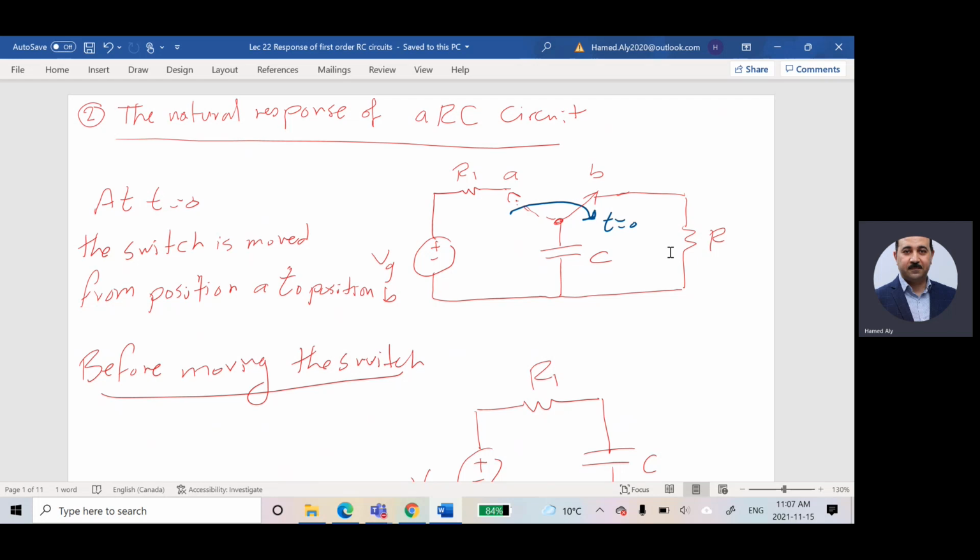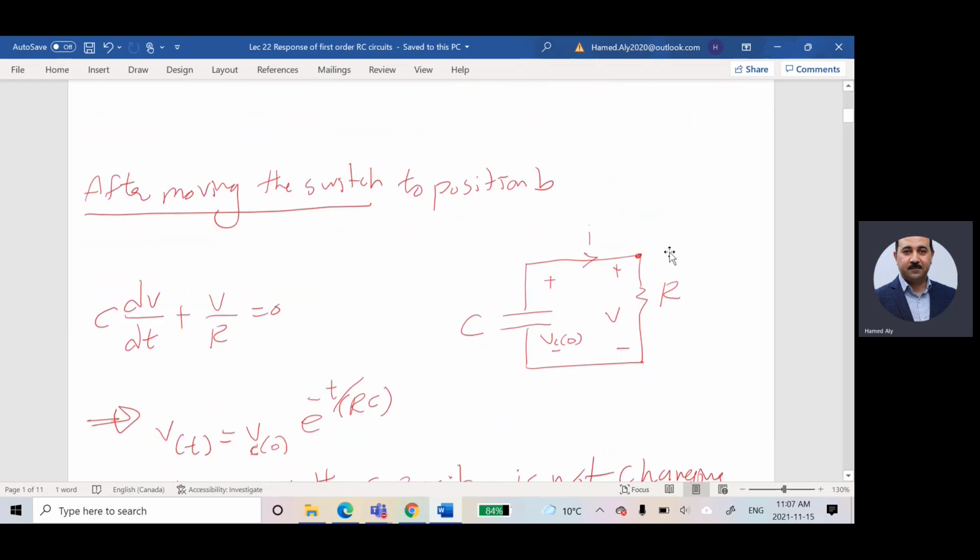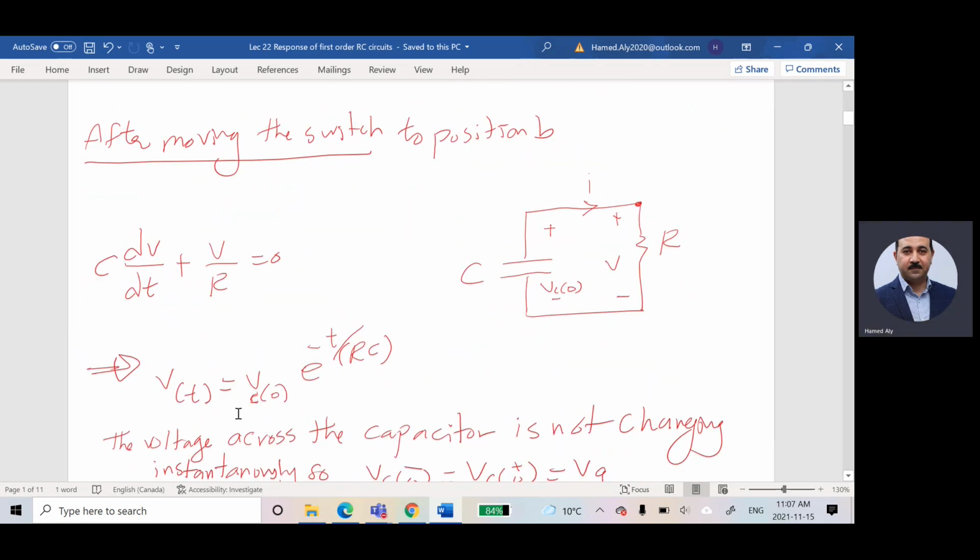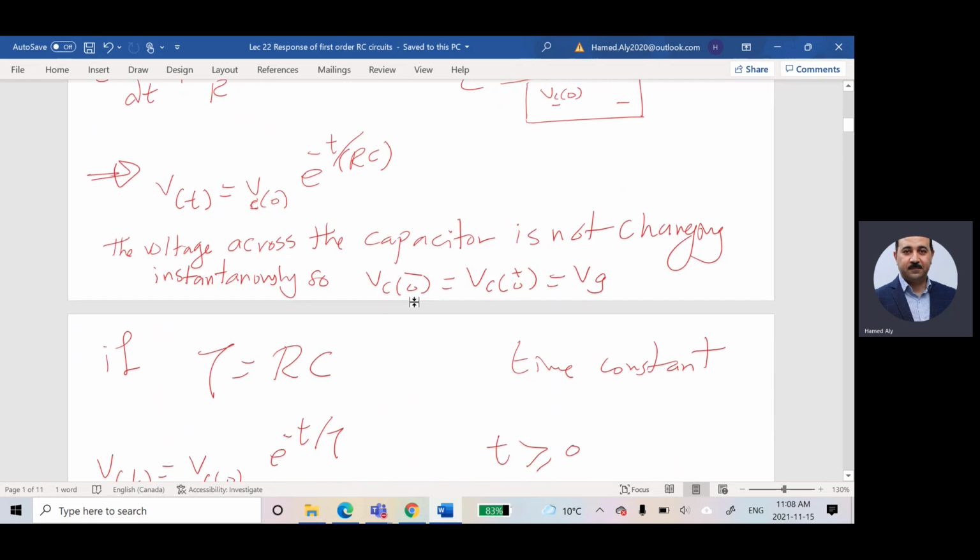Voltage at t equal to 0 positive across the capacitor is equal to voltage at t equal to 0 negative. That's why when I derived this equation, I said this equation is valid for any t greater than or equal to 0. Is it 0 positive or negative? It doesn't matter, because the voltage across the capacitor is not changing instantaneously. That's why he is telling me here Vc of 0 negative is equal to Vc of 0 positive is equal to Vg.